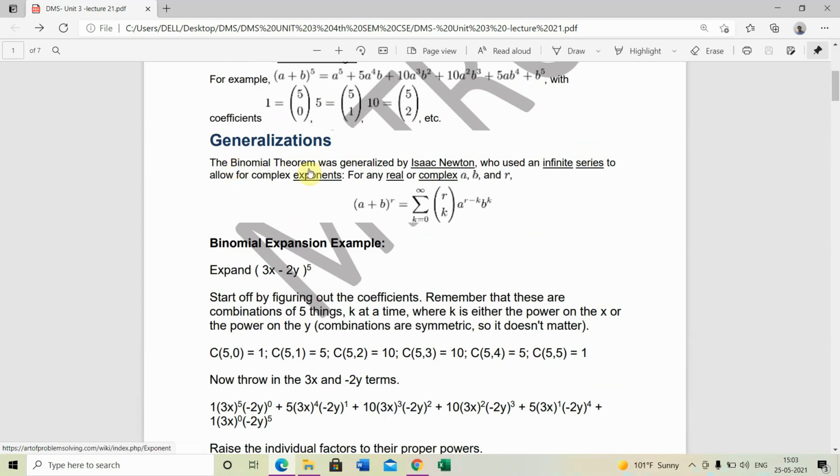Generalization. The binomial theorem was generalized by Isaac Newton, who used an infinite series to allow for complex exponent, for any real or complex a, b and r. (a plus b) whole power of r equals summation k equals 0 to infinity r c k a power of r minus k b power of k.